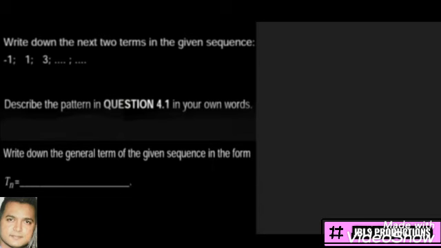Write down the next two terms in the given sequence. Now looking at the sequence, we can see there's a difference of 2 each time. So showing that difference, we'll have 5, another 2 there, we'll have 7.